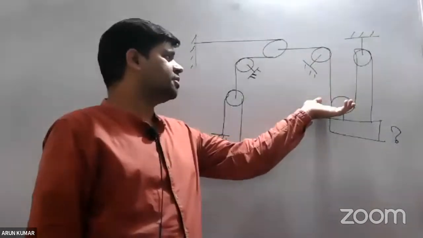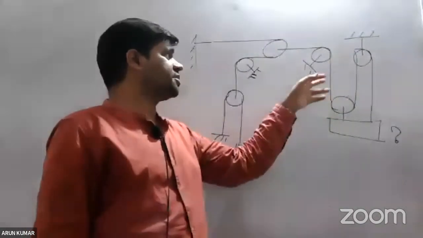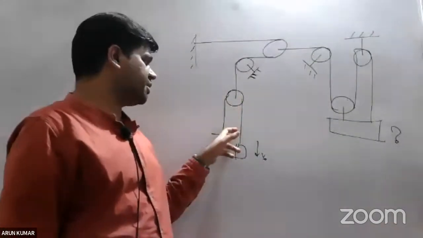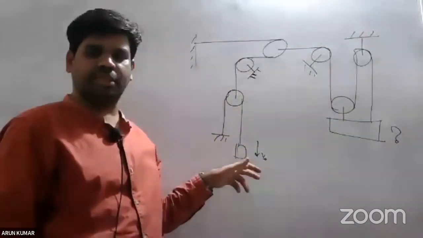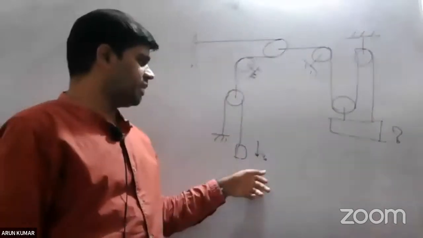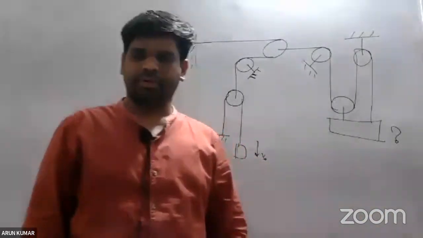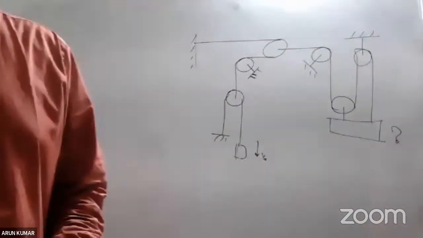Push pull method. If this goes by x, string slackens by 3x. This pulley goes by 3x, string slackens by 6x. This pulley comes down by 6x, string slackens by 12x. So x into 12x. ఇది V naught into 12 V naught. ఇది V naught అంటే అది V naught by 12. Good.